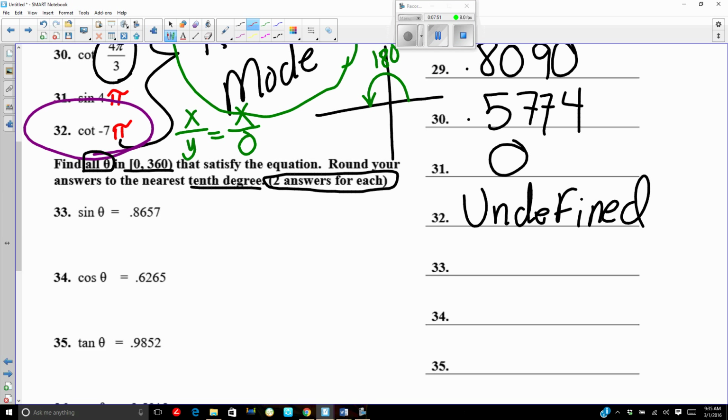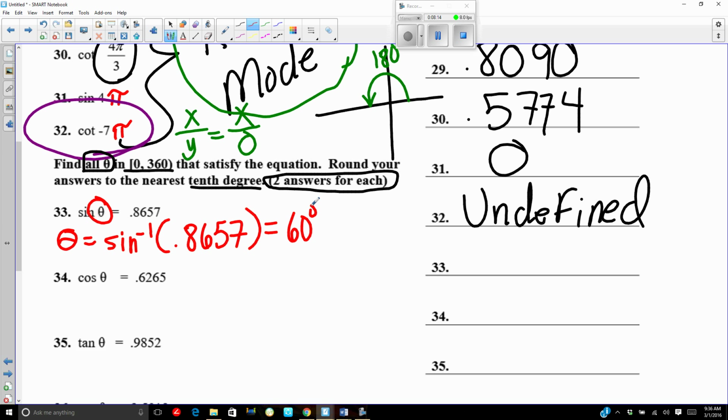So for this first one, to put it in the calculator, theta is just going to equal the inverse sine, so press second sine. Anytime you're finding the angle, you're going to press second and then the trig function you're working with, and then the number 0.8657. You end up getting 59.96, which rounded to the nearest 10th is 60 degrees. So that's one of your answers.